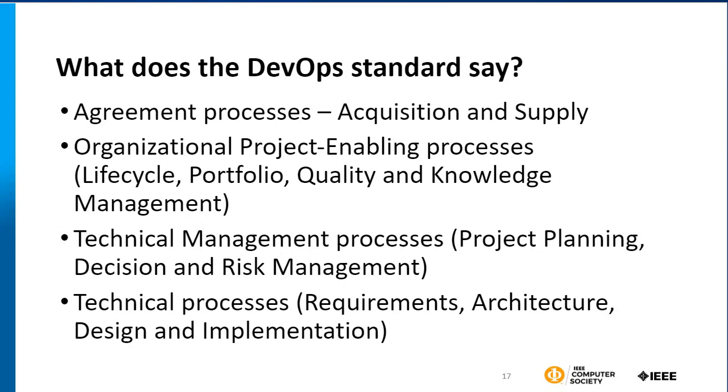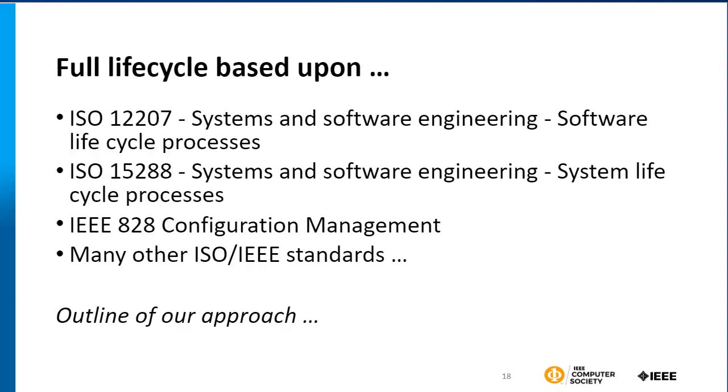So let's take a look at what's actually in the IEEE standard that has become an ISO standard. We have agreement processes that help you acquire software in a reliable and safe fashion. We have organizational project enabling processes around how you handle your life cycle, your portfolio, knowledge, quality, and we have technical management processes around project planning, decision, risk management, and technical processes. How about requirements, architecture, design, and implementation? And we'll also talk about things like retiring assets that are no longer in use.